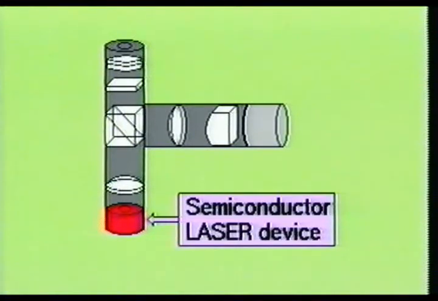Notice that at the bottom of this optical read system, you will find a semiconductor laser device. These lasers are generally aluminum gallium arsenide devices which operate in the infrared wavelength.